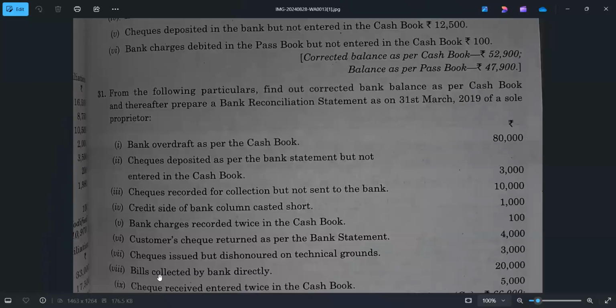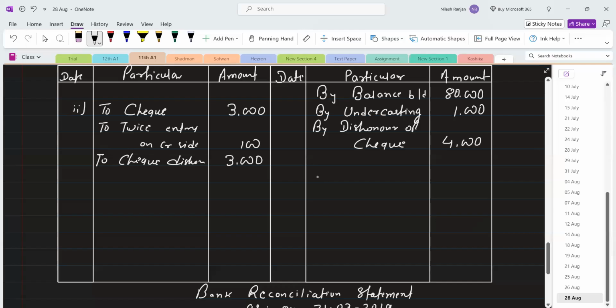Then there are bills collected by bank directly. Bills collected by bank directly means there is no entry in cash book. So we'll write here bills collected by bank, or you can say bills receivable, 20,000.